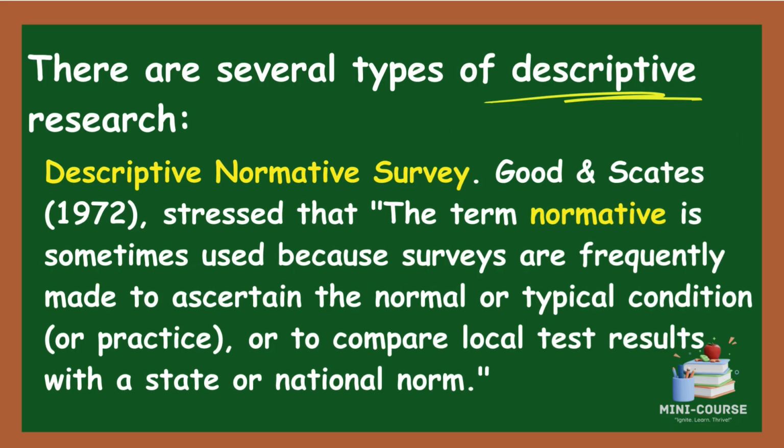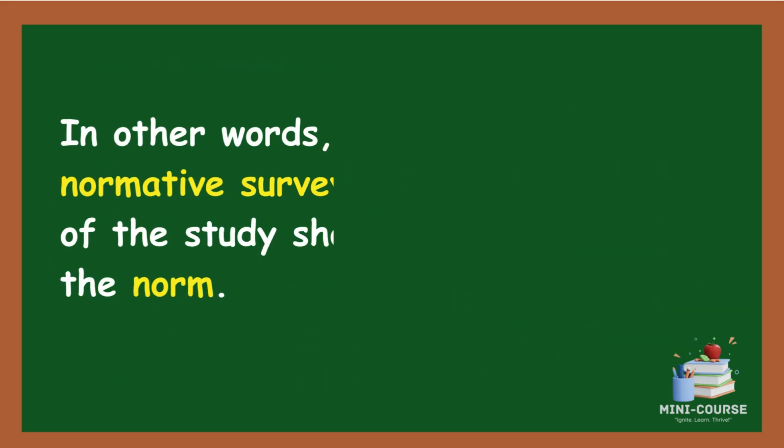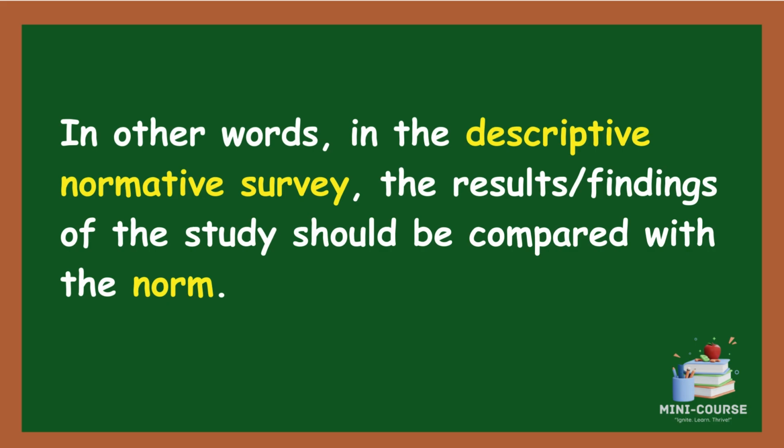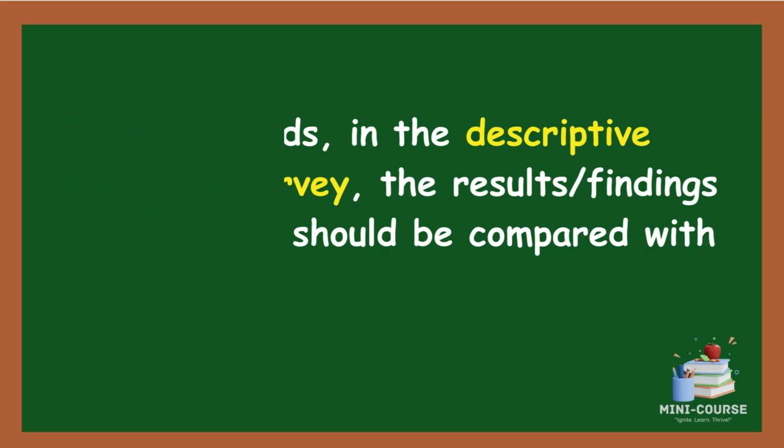Descriptive normative survey. Good and Scates, 1972, stressed that the term normative is sometimes used because surveys are frequently made to ascertain the normal or typical condition, or practice, or to compare local test results with a state or national norm. In other words, in the descriptive normative survey, the results or findings of the study should be compared with the norm.